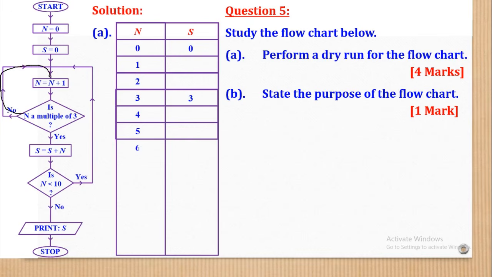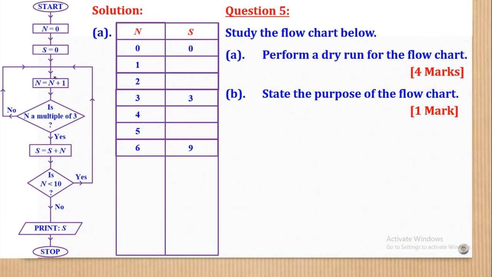Increment n by 1 to give you 6. So this value of 6 here gives you an answer of yes. Now yes means you go here now. s becomes s plus n. Now s is here and n is here. Add the 2 to come up with 9. Then from there, go to this decision, is n less than 10? So this value gives you here an option of yes. So yes takes you back to increment n by 1.